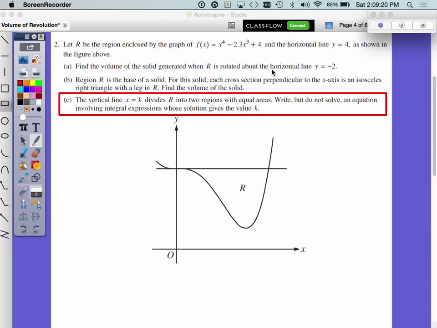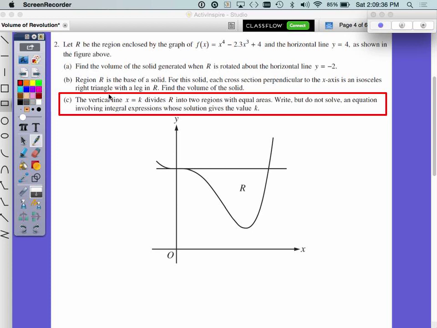We've been looking at question 2 from the free response portion of the 2014 AP Calculus AB exam. And in previous videos, we've already looked at question 8, part A and part B of this question. So now we move on to take a look at part C.